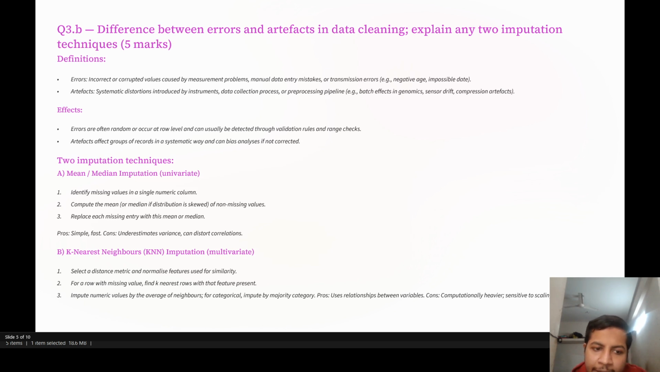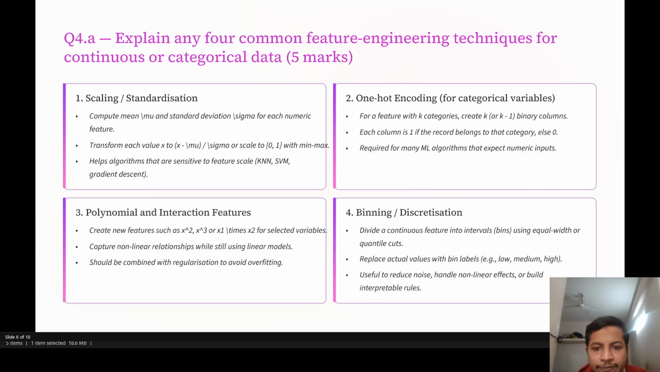Select a distance metric and normalize the features used for similarity. For a row with a missing value, find the k nearest rows with that feature present. Impute numerical values by the average of the neighbors. For categorical values, impute by the majority category. Its advantage is that it uses relationships between variables, and its disadvantage is that it is computationally heavier and sensitive to scaling and the choice of k.